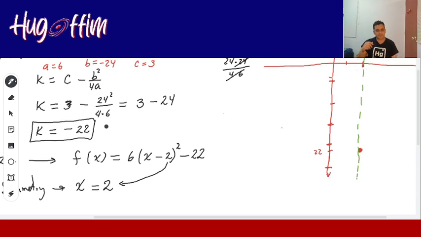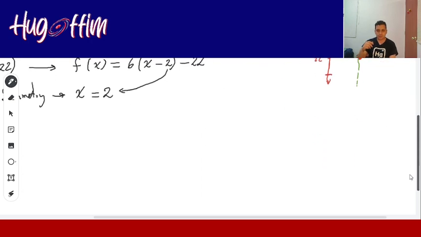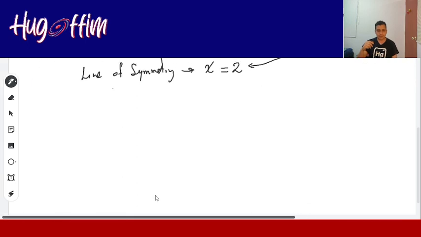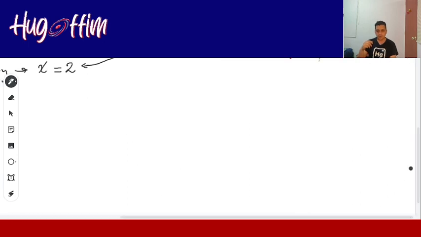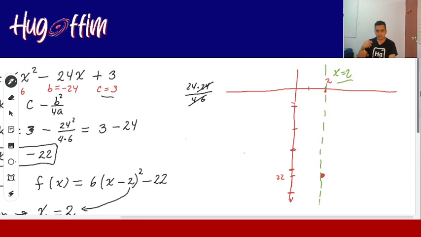Now, remember that the y-intercept is going to be c, because it's when x equals 0. So if x equals 0, the y-intercept is going to be 3. So in this case, the y-intercept is going to be 3. So you can put 3. The point 3, I'm going to assume that is here. So my y-intercept is here.